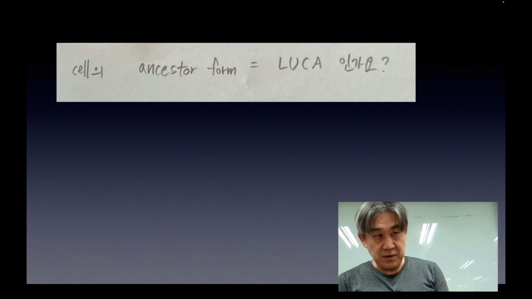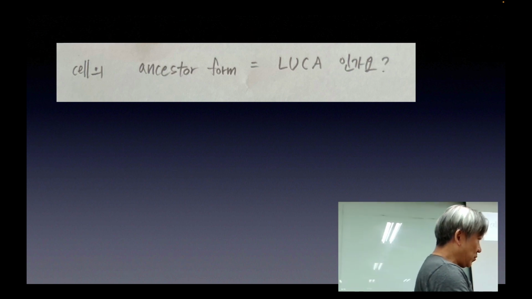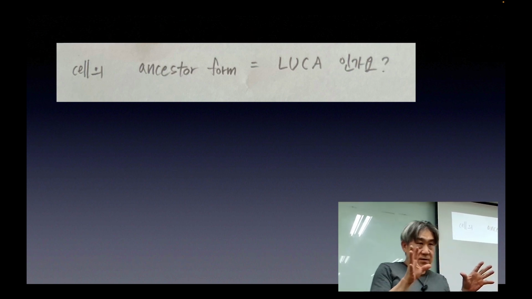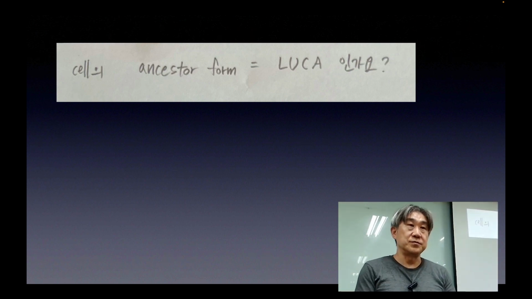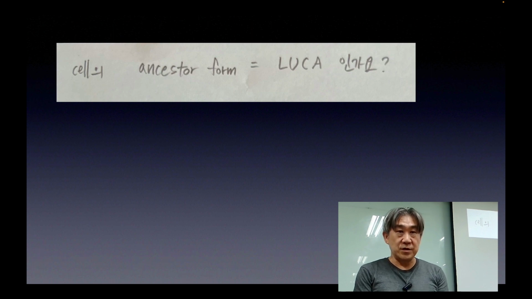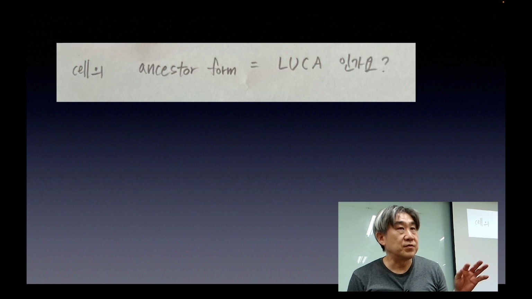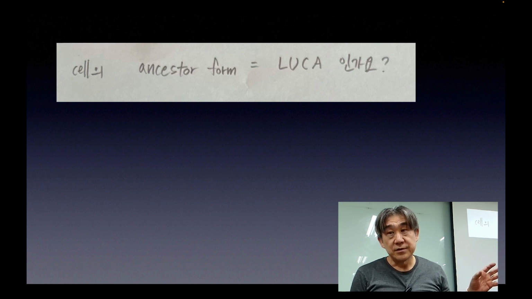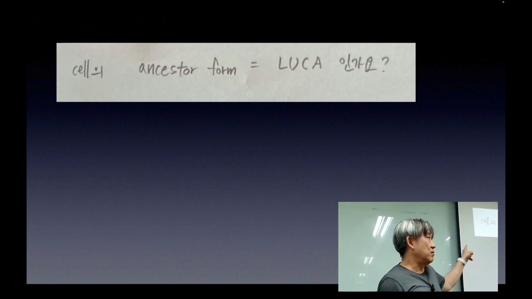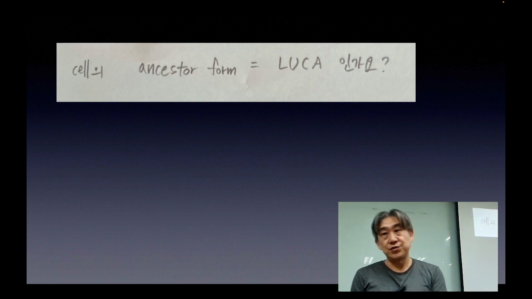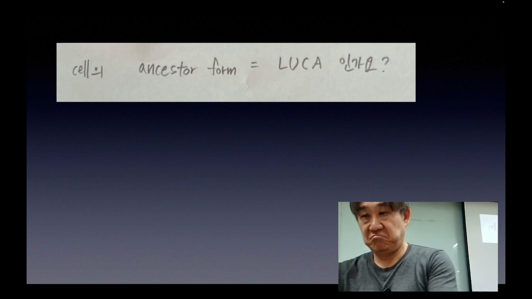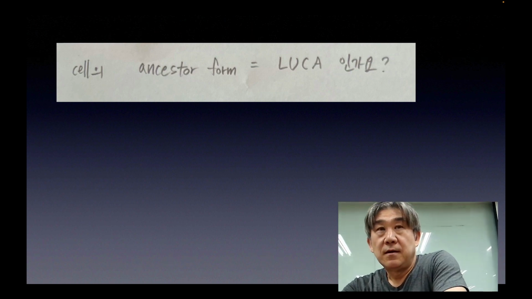So LUCA, by definition, is the ancestor form, the first ancestor of all life forms. And since we consider the first life form must have been a single cell, in particular a prokaryotic cell, in the cell's ancestral form we can easily relate and point to LUCA as the logical guess.